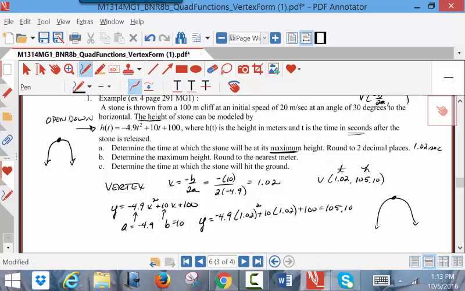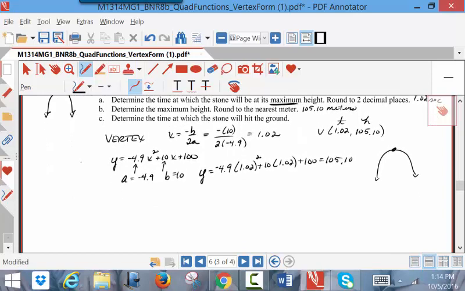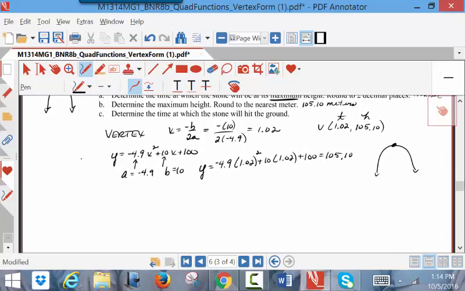Determine the maximum height. Okay, what was the maximum height? Very good. 105.10 meters, right? See the meters up there? Okay, so it went up 105 meters in like 1 second. That's a lot. Okay. Now what? Determine the time at which the stone will hit the ground. Well, you know what? This is something we're going to need to do on the calculator, and I can't get the calculator in this recording, so I'm going to pause this recording for a second.